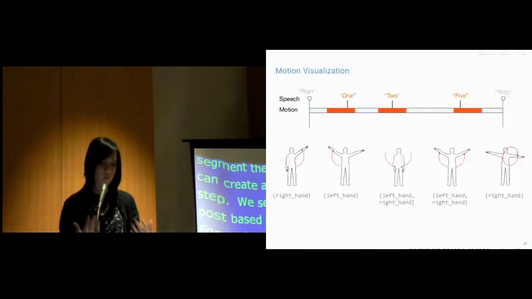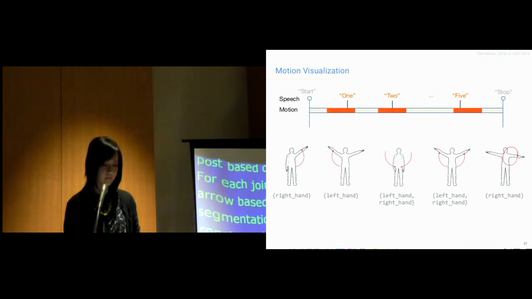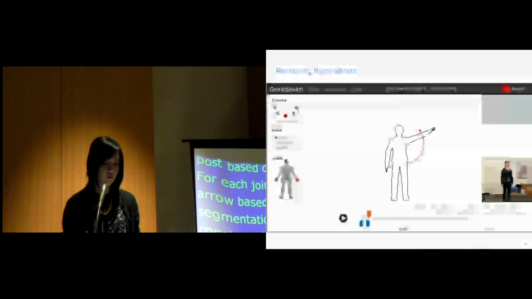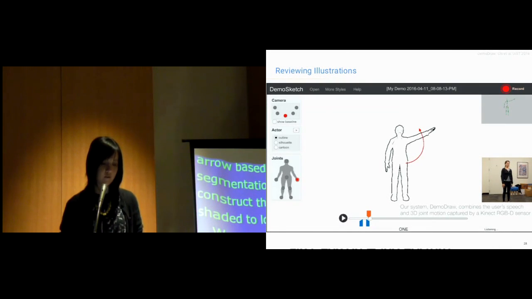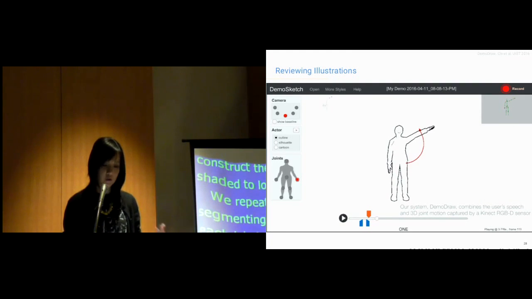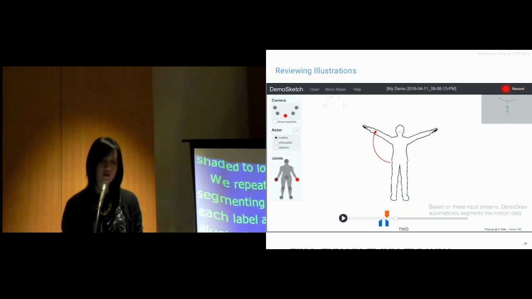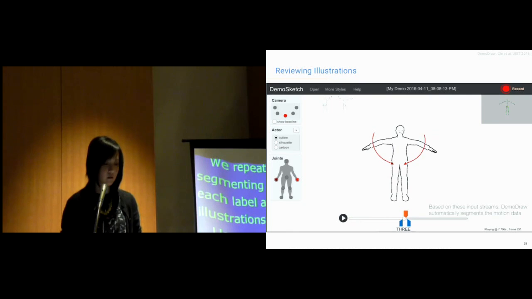So we repeat this process to fully segment all the movements for each speech label and create a series of motion illustrations. Now, users can review and replay the results in front of the camera. And we implemented our system in Unity 3D. The avatar and all the motion arrows here are all 3D objects that can be manipulated, such as to change the viewpoint and rendering styles, etc.